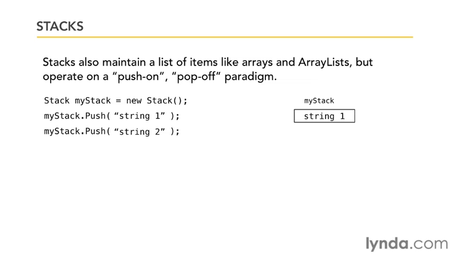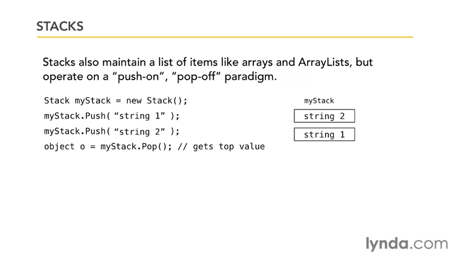If I then push another piece of data, say string2, string1 will slide down and string2 will now be the new top. And I can keep on doing this with successive pieces of data. I could have strings 3, 4, 5, and so on. To get the data off the stack, instead of using push, I use pop. So I would declare an object variable, in this case called O, and then call myStack.pop. This will get the top value on the stack.